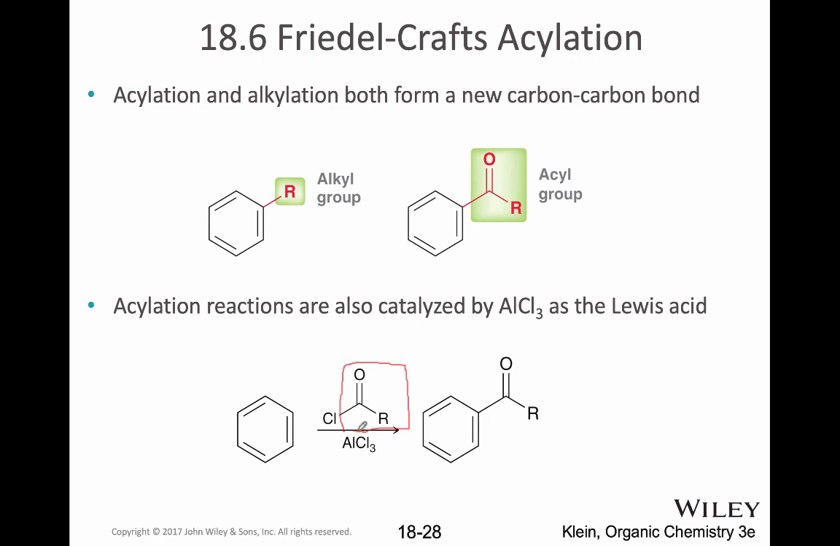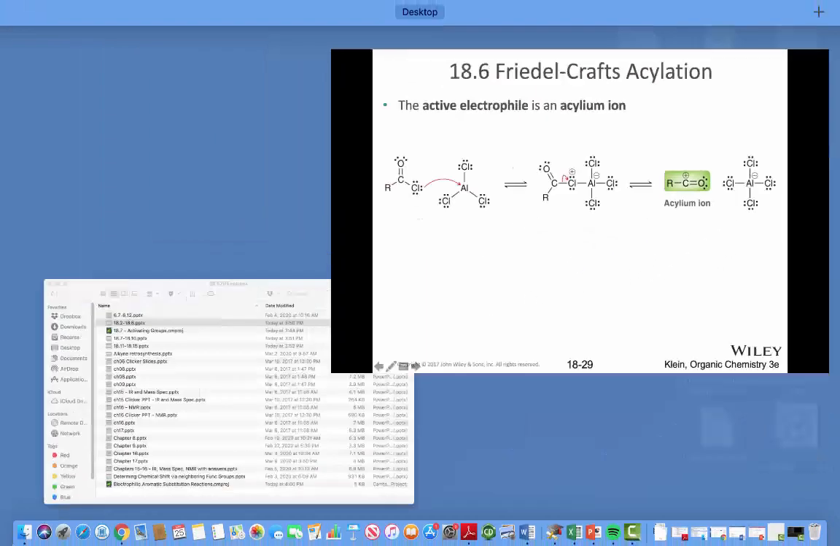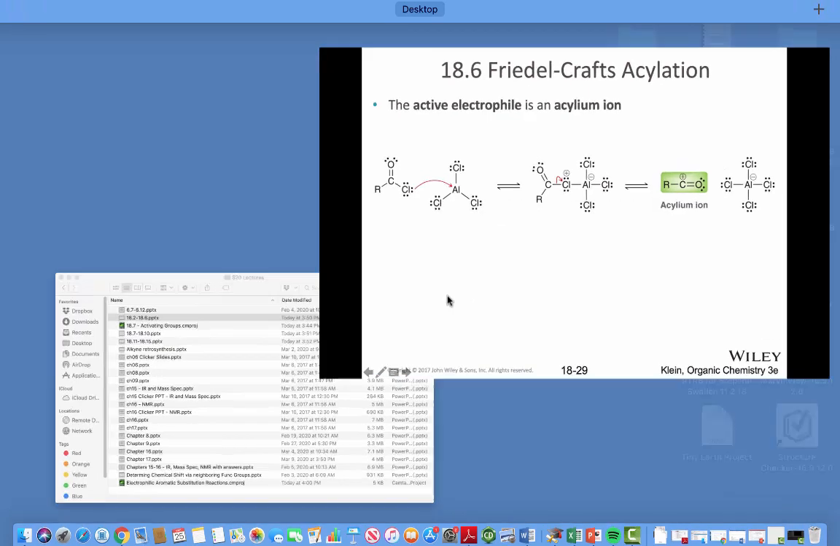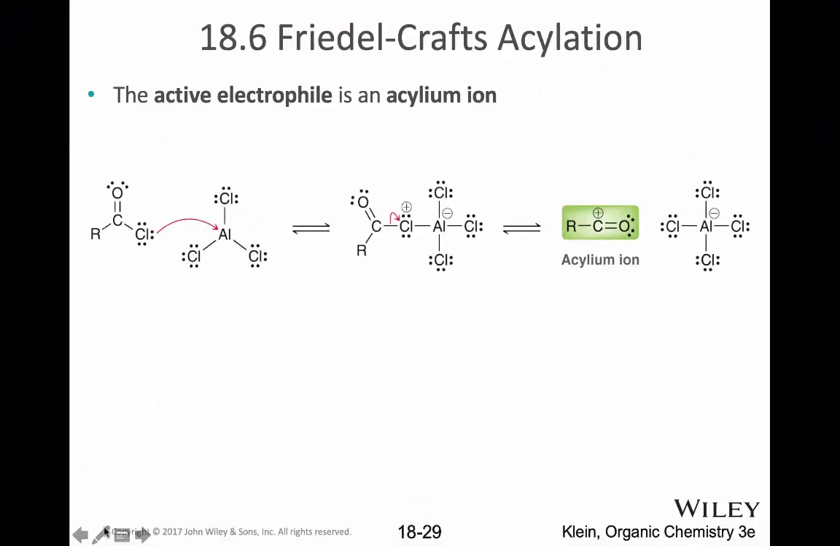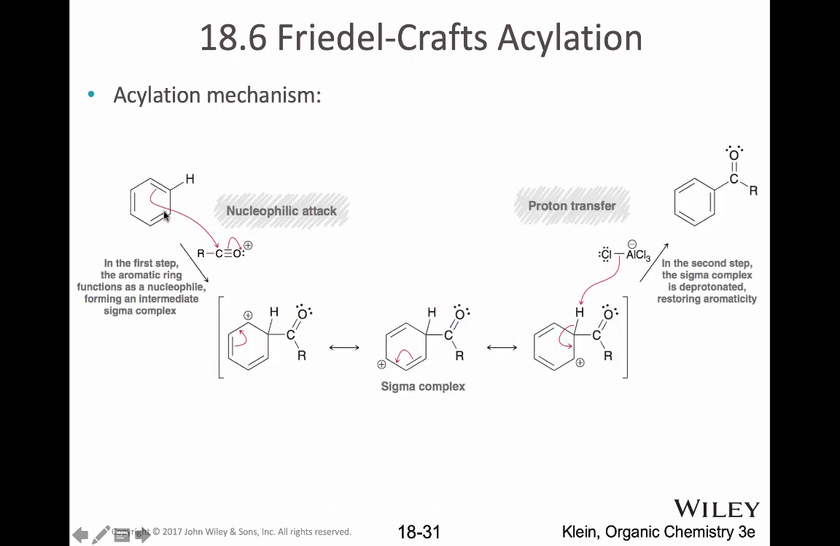I can take the acid chloride with my aluminum trichloride. And what happens here is that just like in the alkylation, the chlorine attacks the aluminum, making this a good leaving group. This leaves, and I make what we call an acylium ion. And now this is my super electrophile. And this is a resonance stabilized cation.